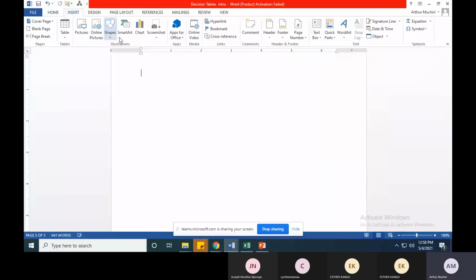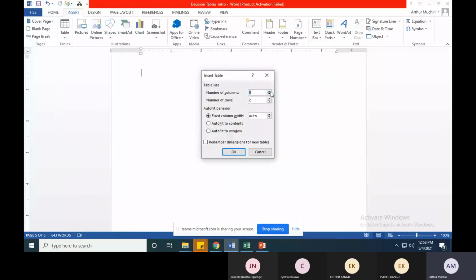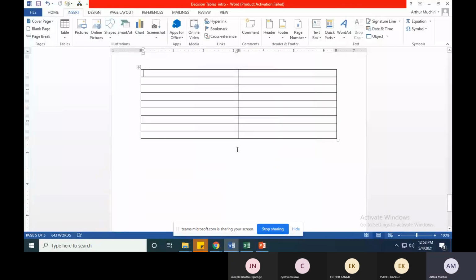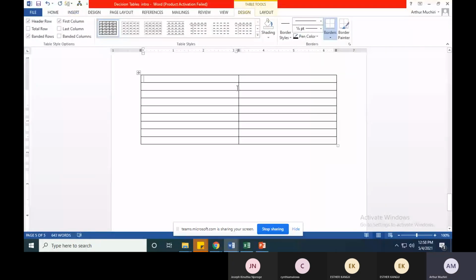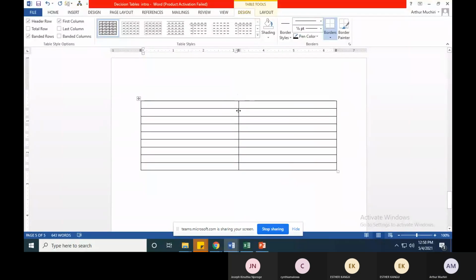Insert table. Let me try and insert a table. How many columns? I can say 2 columns, trying to simplify it, drawing it using the computer. How many rows? We can put as many rows as possible. Then you click OK. Okay, now from there, hoping that it's going to work, can I be able to subdivide this?